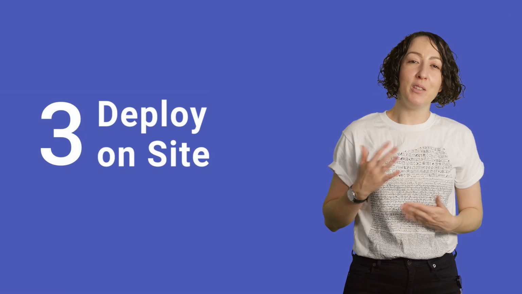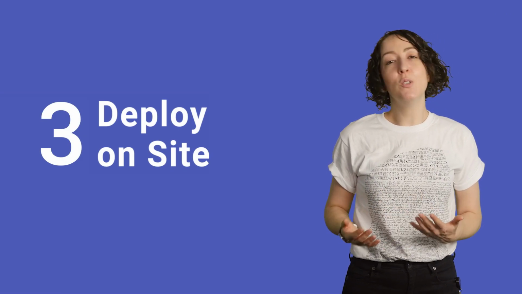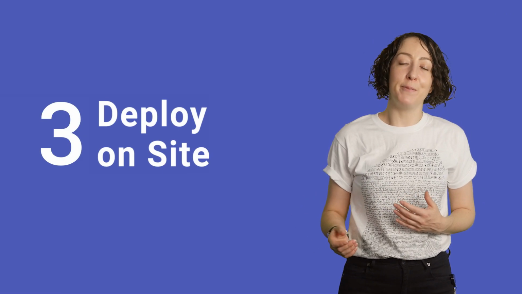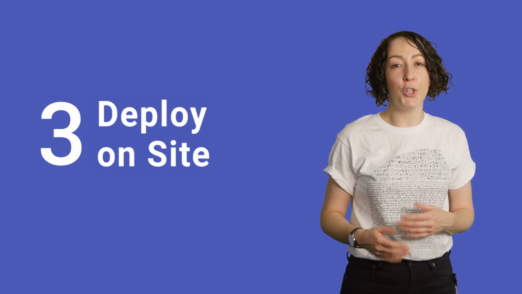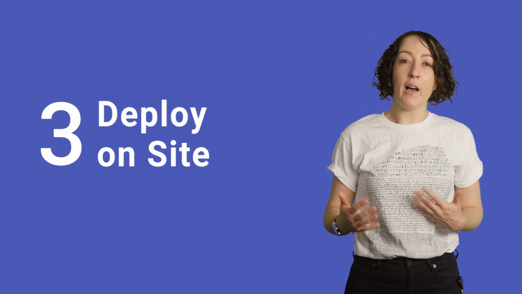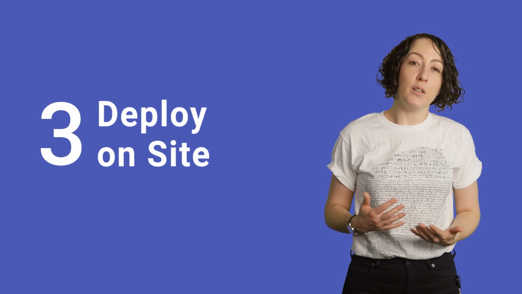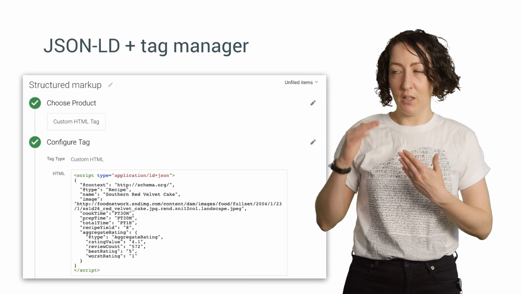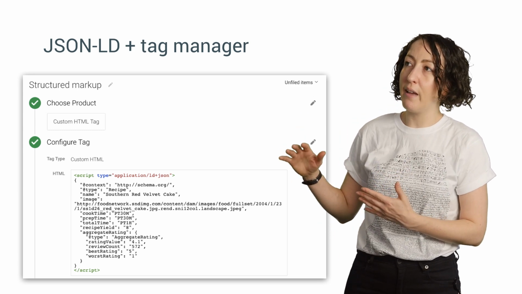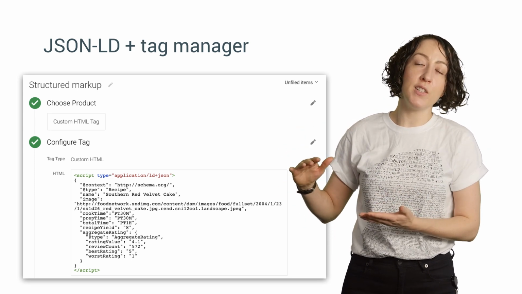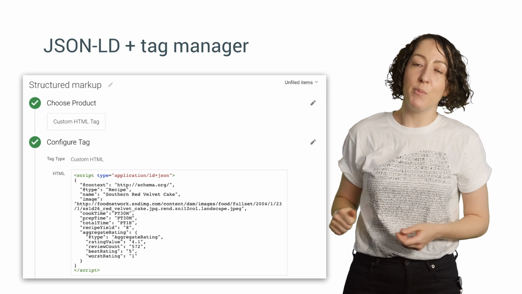Once you're happy with the final state of your markup, you need to deploy it across the different pages of your site. One easy way that I'm going to show you here is to use Google Tag Manager. But again, depending on how your site is set up, you might have to use other approaches. So in our case, we go to Google Tag Manager, we create a custom tag, and then we input the JSON-LD in there in the space for the tag.